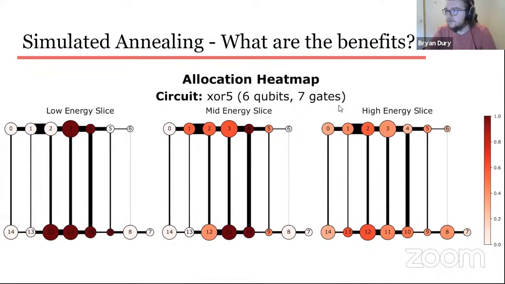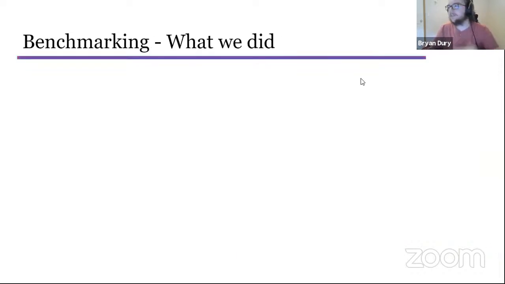So that's an interesting way that we can leverage simulated annealing to get a better idea about what's happening on the back end of the allocation process. So now that we know the methodology and the methods we employed, let's get at what we actually did. Let's look at our benchmarks.